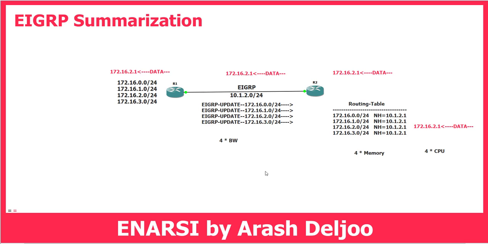Now let me show you one simple example. You know that all of these IP addresses, 172.16.10, 20, and 30, are the same until the 22nd bit. Let me show you. Look here. If you want, you can convert these 4 IP addresses in the third octet to binary.